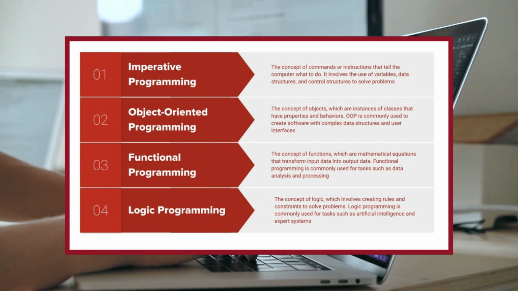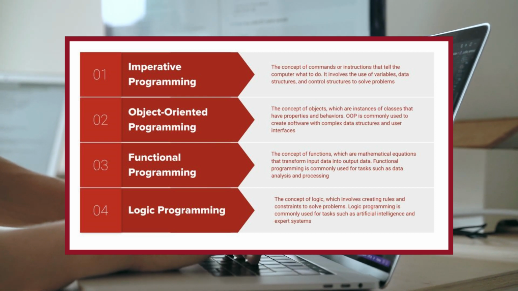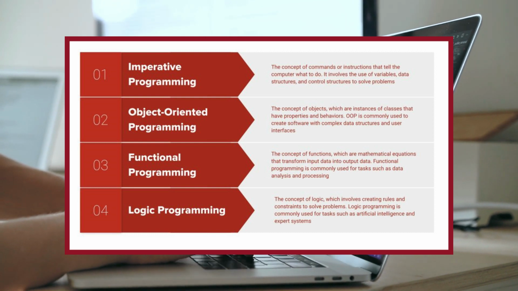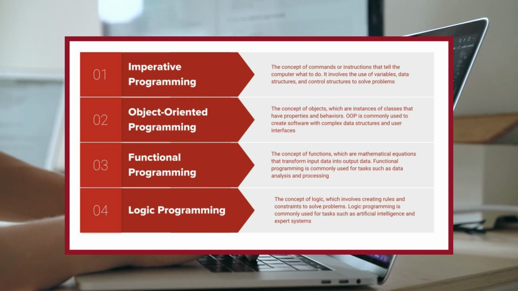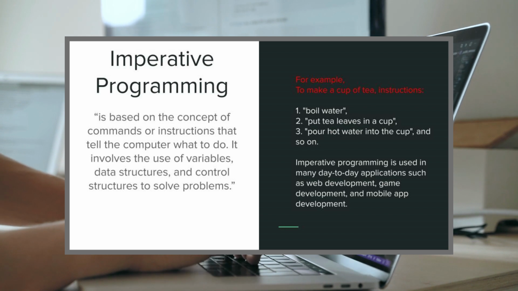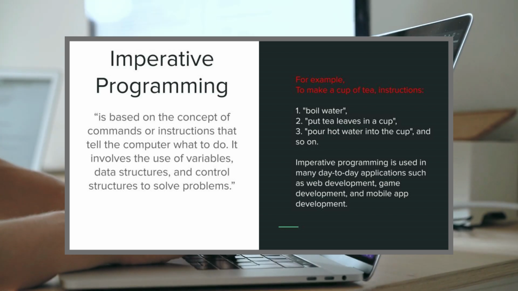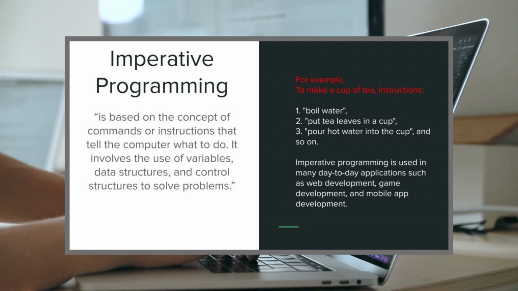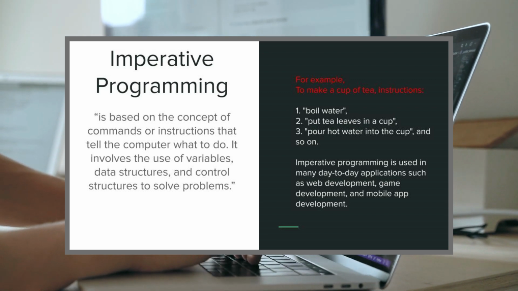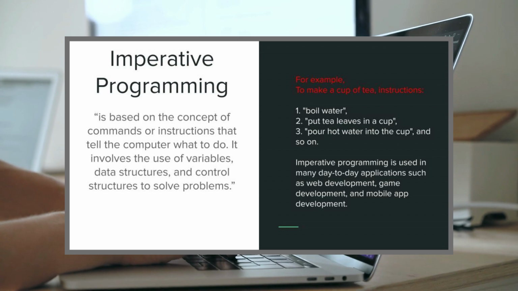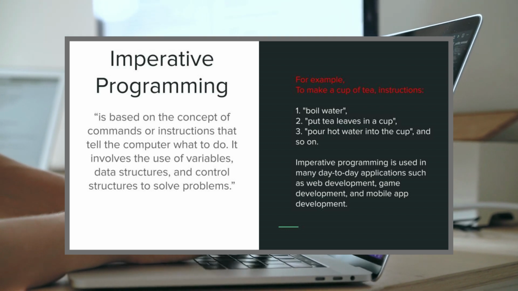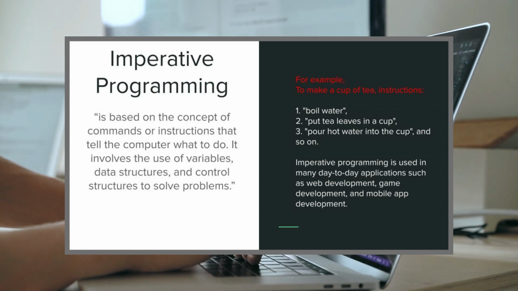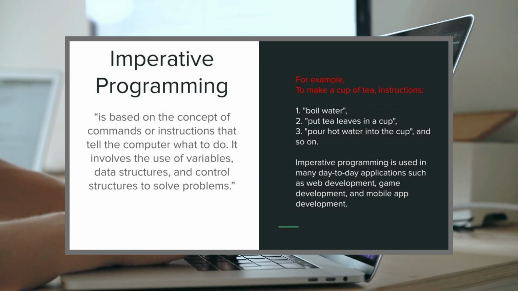There are different programming paradigms, and each has its unique characteristics and benefits. The most common programming paradigms are imperative programming, object-oriented programming, functional programming, and logic programming. Imperative programming: this paradigm is based on the concept of commands or instructions that tell the computer what to do. It involves the use of variables, data structures, and control structures to solve problems.